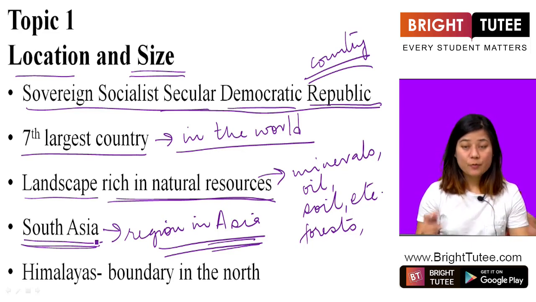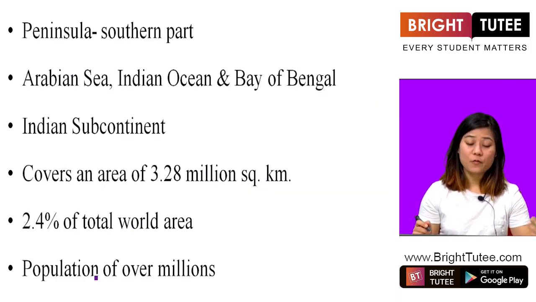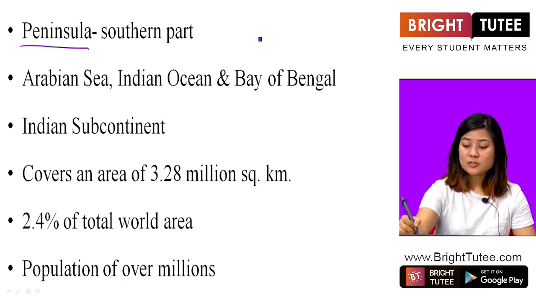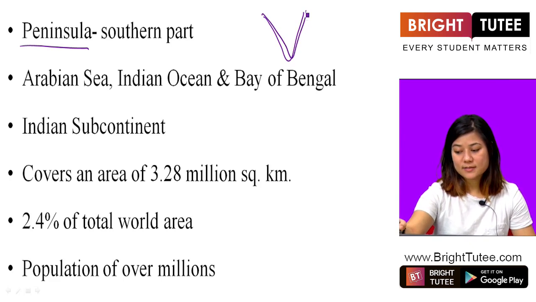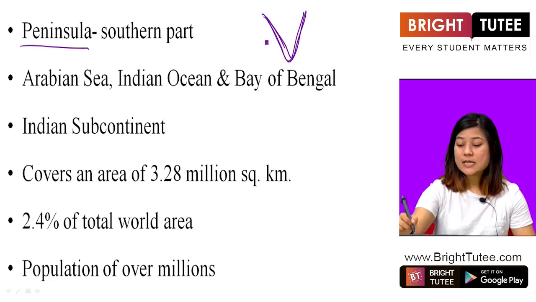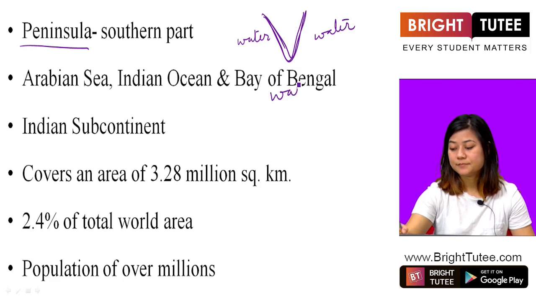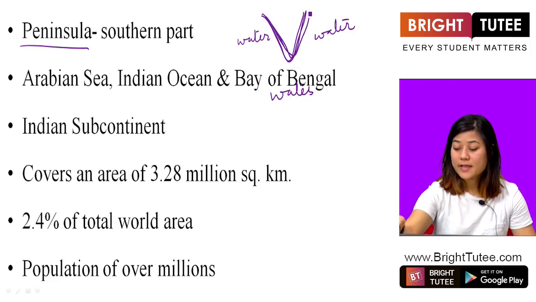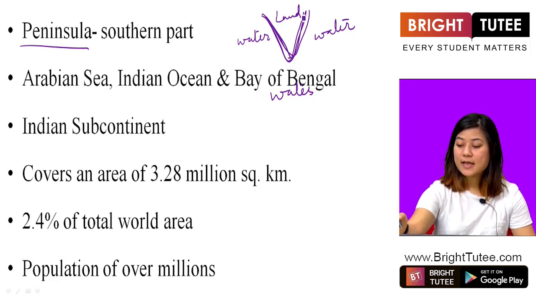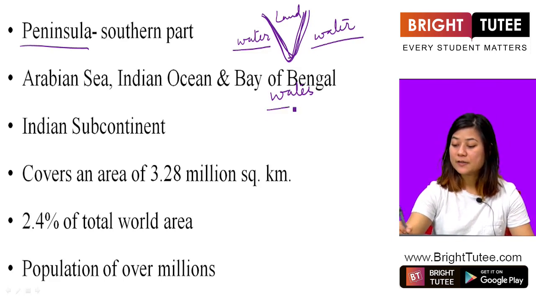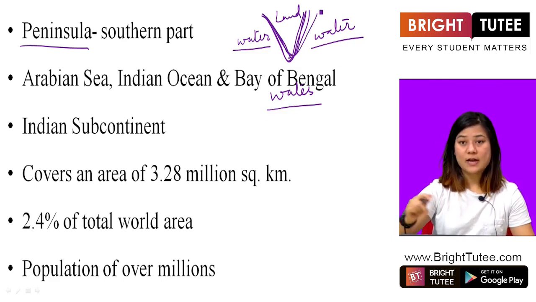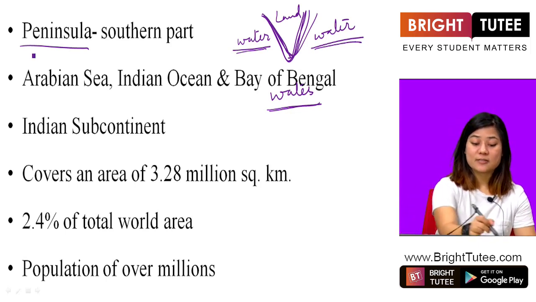Now, when we look at India, we see that in the north, it is bounded by the Himalayas, right? And the southern part of India is a peninsula. Now, peninsula means a piece of land, a land mass, which is surrounded by water on three sides. So there is a piece of land here. This is land, and water on one side, two sides, three sides. So if a land mass is surrounded by water on its three sides, then that piece of land is called a peninsula.